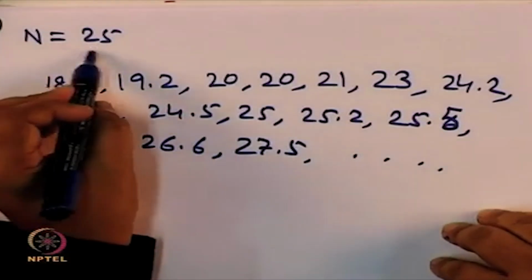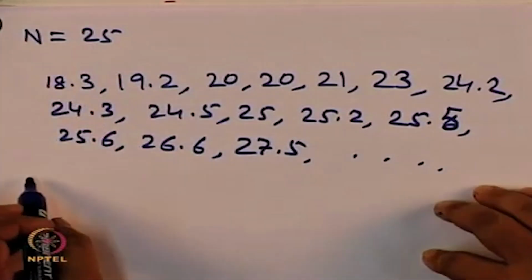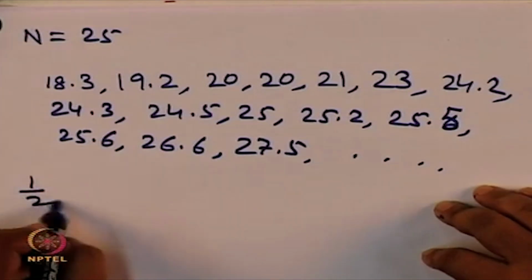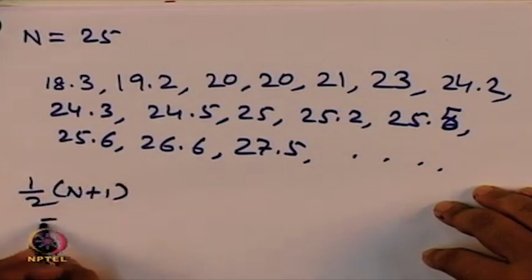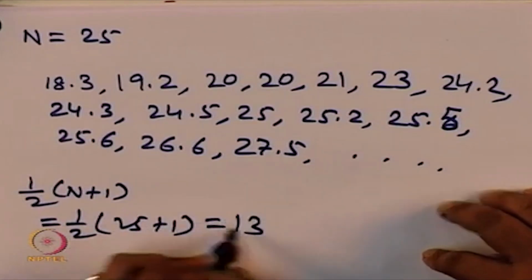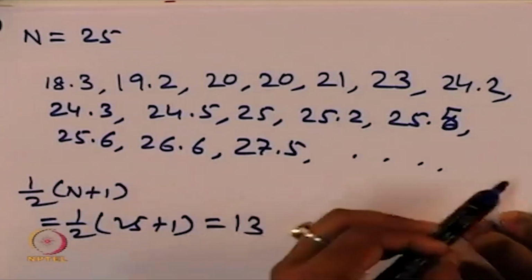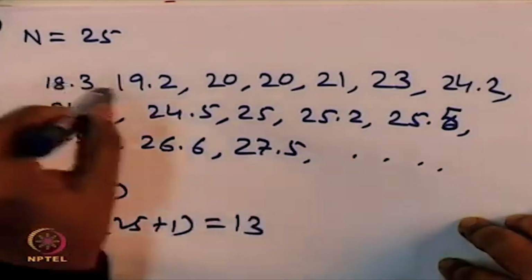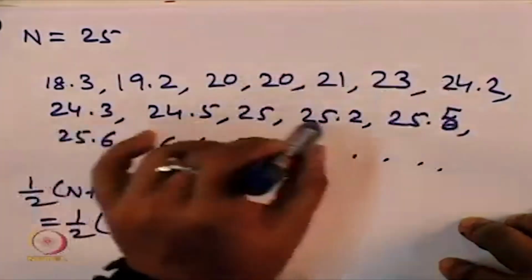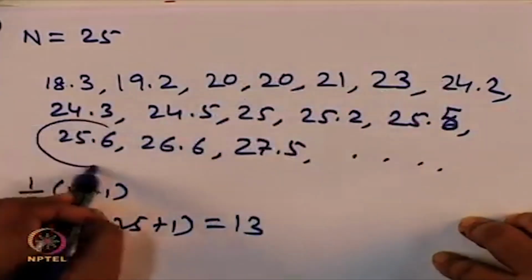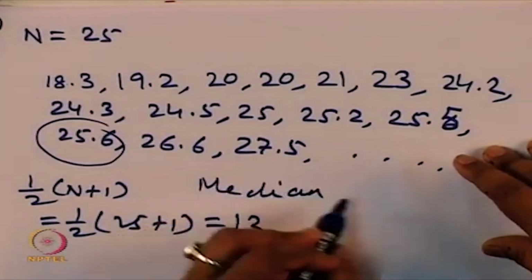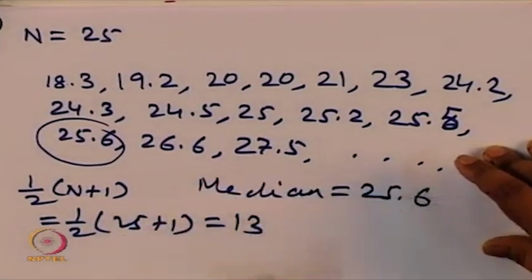Now, I know that n is 25, right. So, my median position is half into n plus 1, which is half into 25 plus 1, equal to 13. I did not complete the list, but counting 1, 2, 3, 4, 5, 6, 7, 8, 9, 10, 11, 12, 13, your median is 25.6. So, median is 25.6.